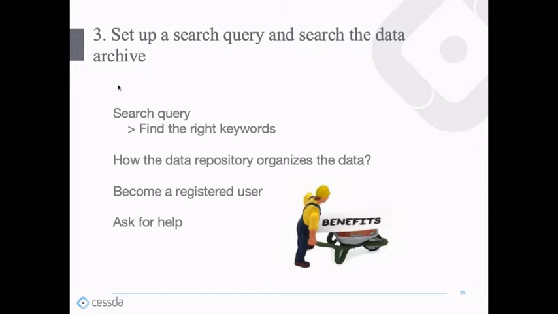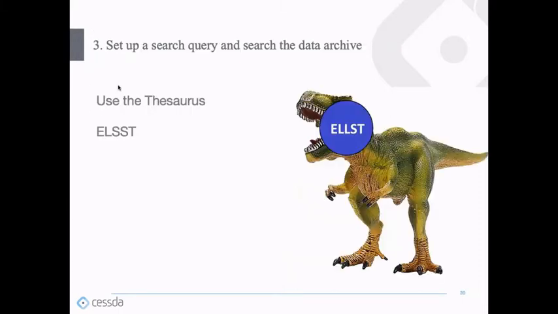It's also useful to register as a user, because you will be able to access more functions. You can also use advanced search functions. It allows you to find more suitable data, and sometimes it's the only way to find the data you need. And in case you cannot find what you were looking for, just go and ask the archive staff for help. You can also use the special Thesaurus that contains search terms. Using terms from the Thesaurus may be very helpful.